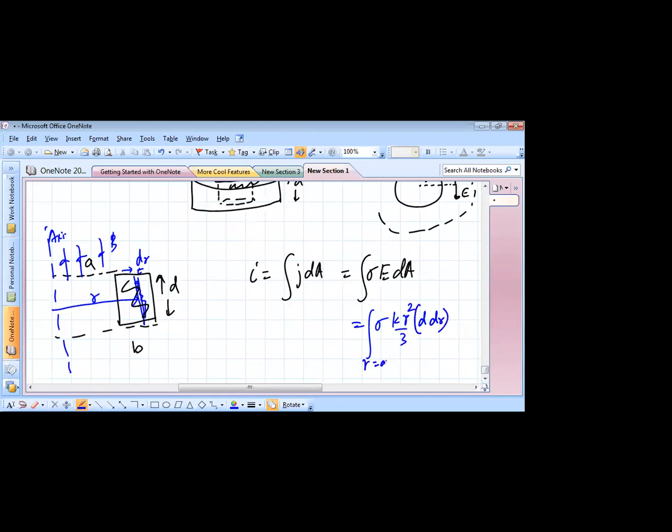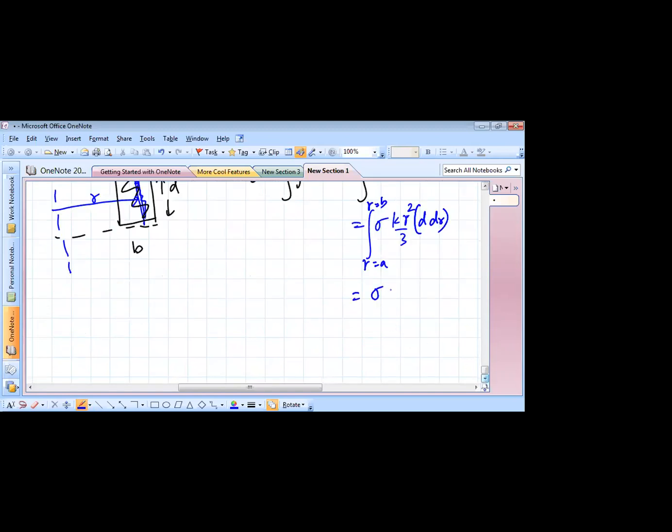This is integrated from r equal to a to r equal to b. So it will be conductivity into k by 3 into small d into r square dr. That will become r cube by 3, so this will become b cube minus a cube by 3. This is your electric current, where sigma you can write as 1 upon resistivity. In fact, that height is h instead of d, so just replace my d with h.